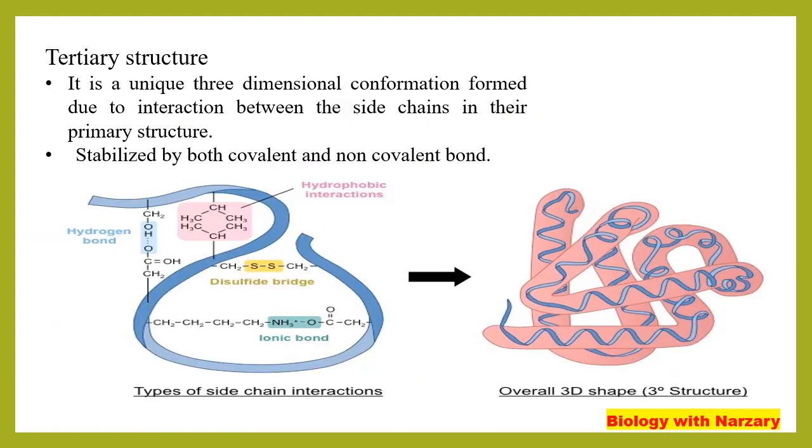Now, tertiary structure is the unique three-dimensional structure of a protein that is formed due to side chain interactions in the primary structure. As you see here in this figure, there is a disulfide bridge formed between the side chains, and ionic bonds in the side chains, hydrophobic interaction as well as hydrogen bond. Now these different types of side chain interactions will form the 3D structure of protein, that is the tertiary structure of protein. And because of this, tertiary structure is stabilized by both covalent bonds, that is disulfide bridges, and non-covalent bonds, that is hydrophobic interaction, hydrogen bond and ionic bond.